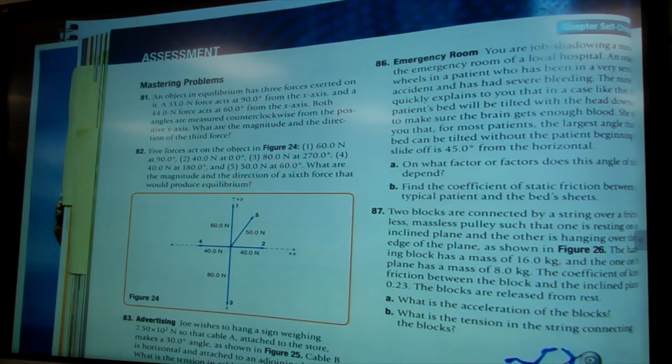What problem is it? On what page? Page 146. 146. Man, I totally messed that up on the book. On that video I labeled, I'm pretty sure I put 116.